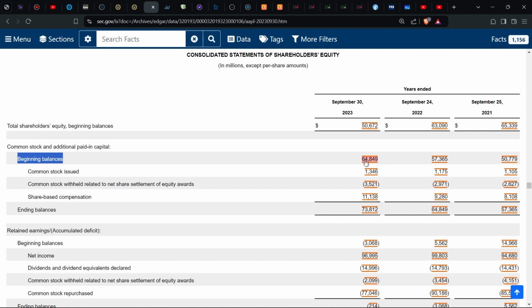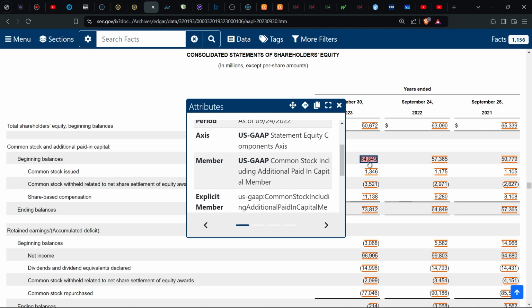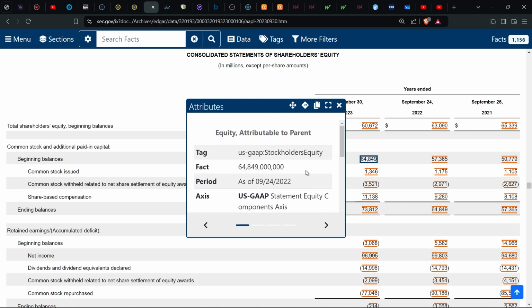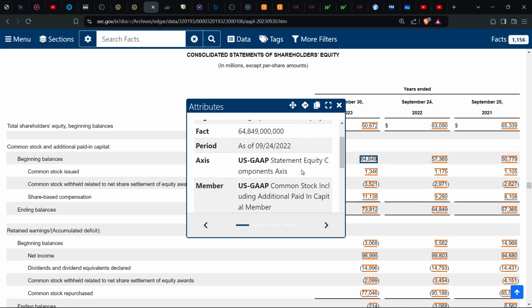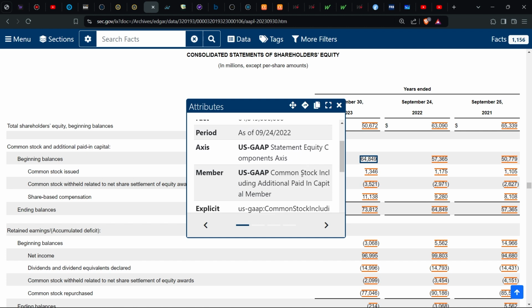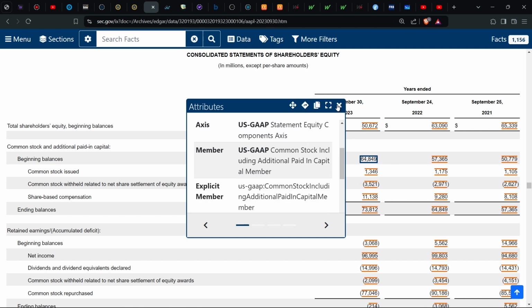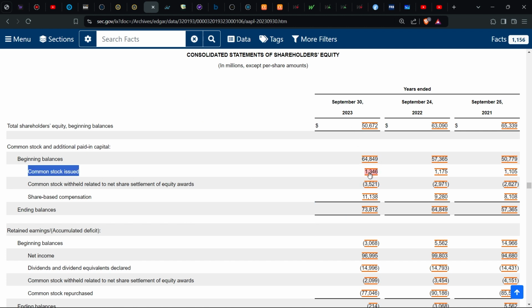This beginning balance is carried forward from the previous financial year, and that's the beginning balance for the current year. You can see there is even a definition here of what this is. Common stock issued. This is new stock that has been issued by the company.